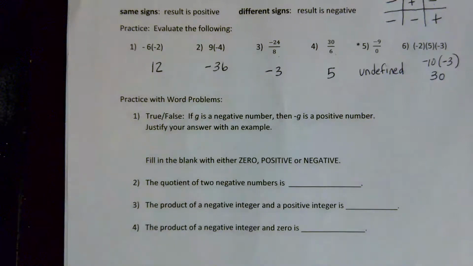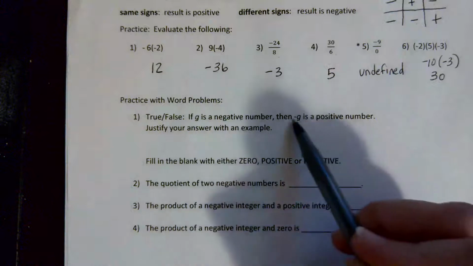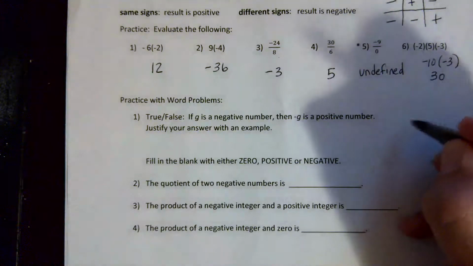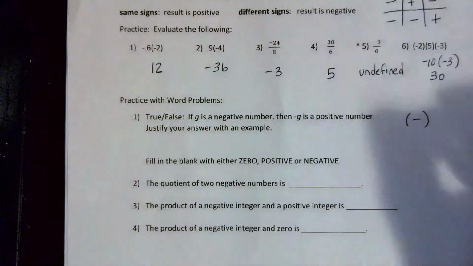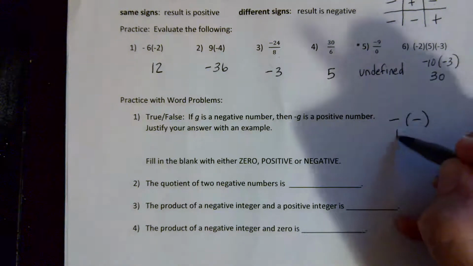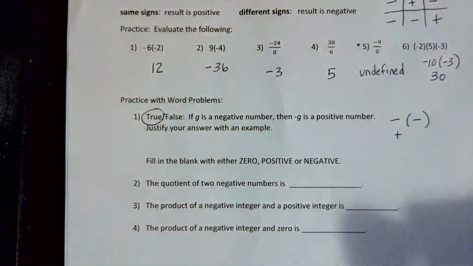And let's practice some word problems. True or false: if G is a negative number, then the opposite of G is a positive number. So let's think about it. If G is a negative number, then if I have the opposite of it, a negative times a negative would be a positive. So our answer is true.